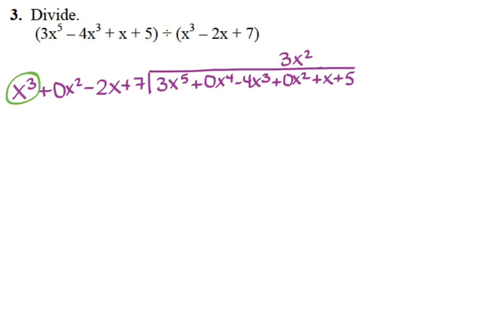So 3x squared times x cubed is 3x to the fifth, plus 3x squared times 0x squared is 0x to the fourth. 3x squared times negative 2x is negative 6x cubed. And 3x squared times 7 is positive 21x squared.